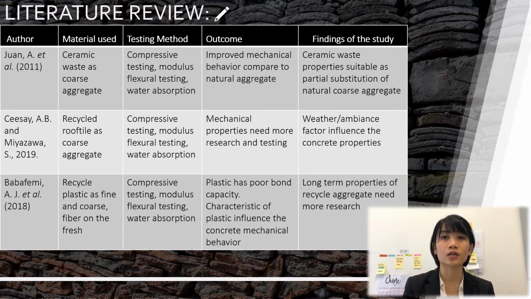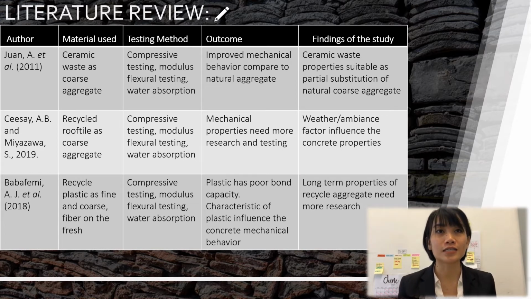To determine the mechanical behavior of the concrete, he used compressive testing and modulus of flexural testing for the hardened concrete, and water absorption to test the fresh concrete properties. The outcome of his research is that the mechanical behavior is improved compared to the natural aggregate. What I can conclude from his findings is that ceramic waste has special properties that could partially substitute the natural coarse aggregate.